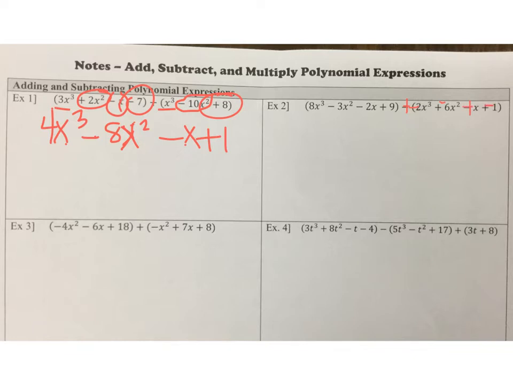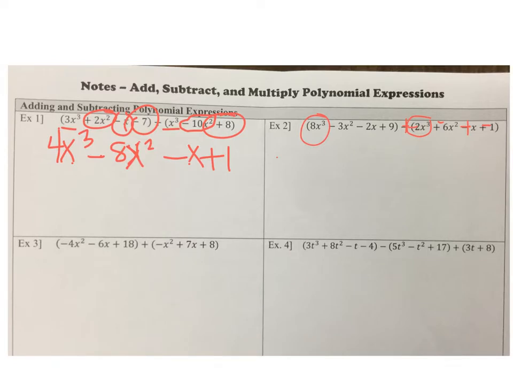Now I can combine my like terms. So I have 8x cubed and a negative 2x cubed. So I have 6x cubed. And then let's see, negative 3x squared and negative 6x squared. So negative 9x squared. A negative 2x and a positive 1x, so it's negative x, and positive 9 and negative 1, which will leave me with a positive 8. Again, that's as far as I can go right there. I can't combine anything else, so we're going to leave it just like that.